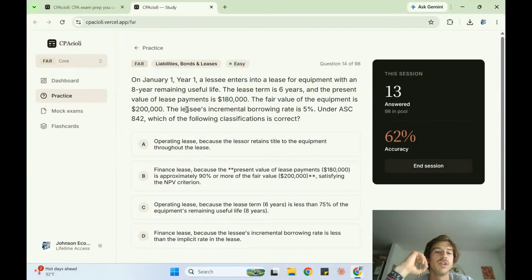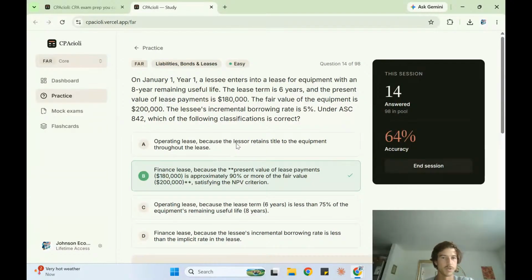Okay, so I know that it's a financing lease if one of the 5 criteria is met. Otherwise, it would be an operating lease if none of the 5 criteria are met. So here, the fair value is 200,000 and the present value of the lease payment is 180. Therefore, that's 90% of that, and I believe that's one of the rules. So I think it's B. Okay, cool.